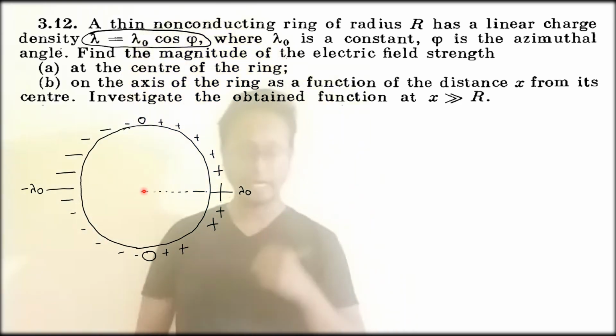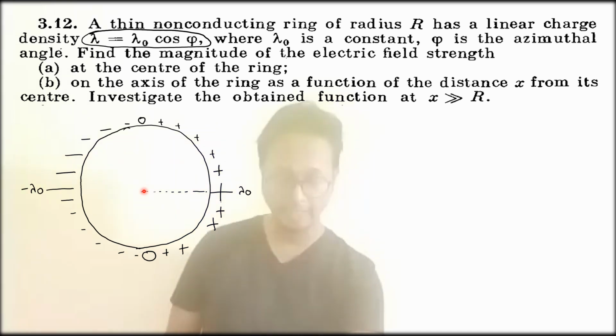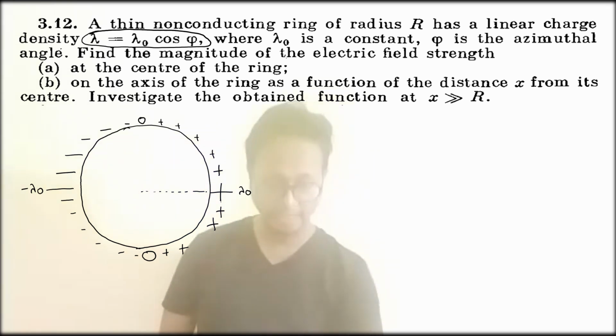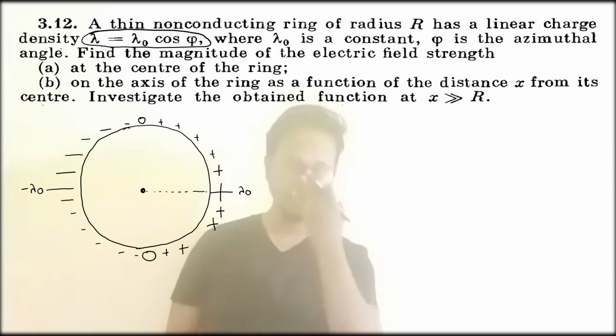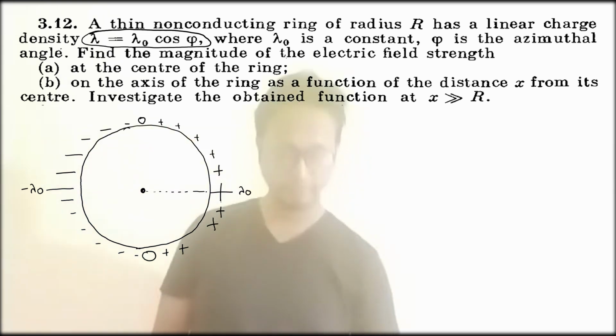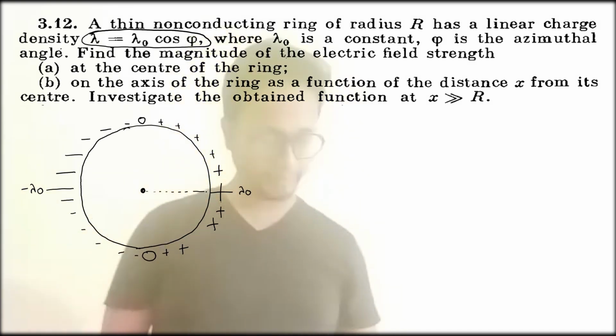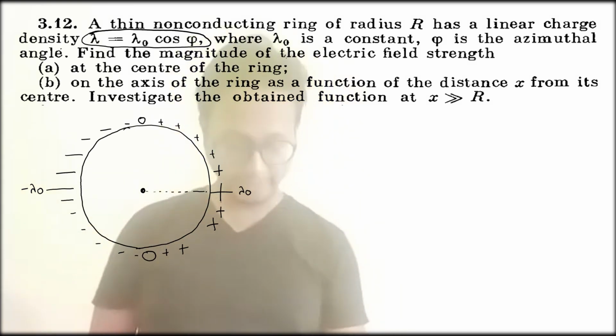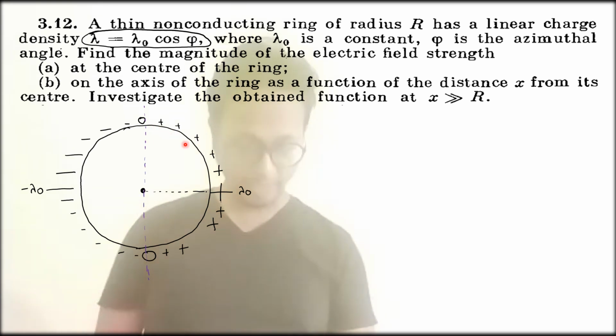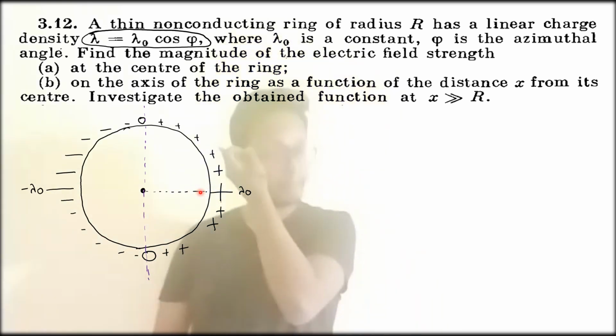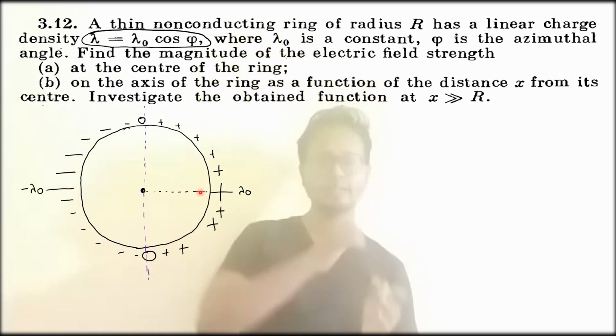Now I need to find out the electric field at the center of the ring, due to the entire ring. So how do we approach that? Before finding out the electric field at the center of the ring, let us divide this ring into two halves, the positive half and the negative half. The reason behind doing this is the concept of integration.